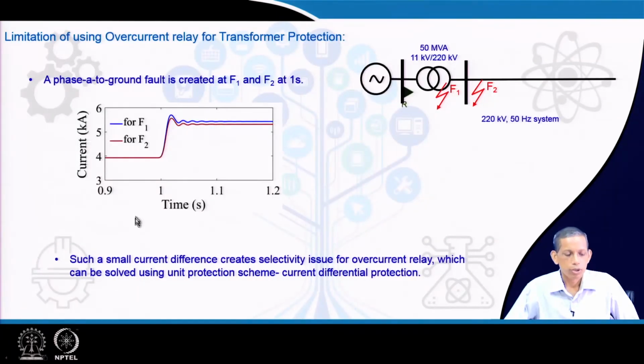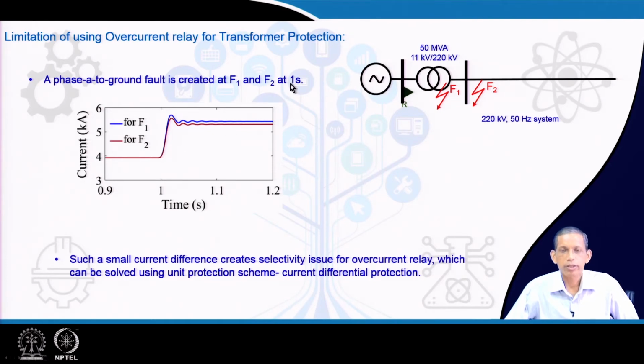Now, the overcurrent relaying principle has a limitation. Let us consider a system with a source, transformer, and the overcurrent relay on the source side. This transformer is 11 kV to 20 kV, 50 MVA rating, a generator transformer kind of. One fault is internal to the transformer and one is external. F1 is the internal fault, F2 is the external fault.